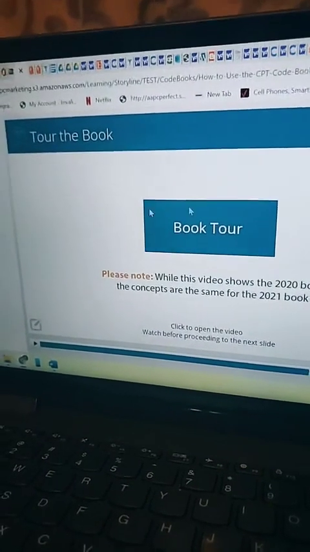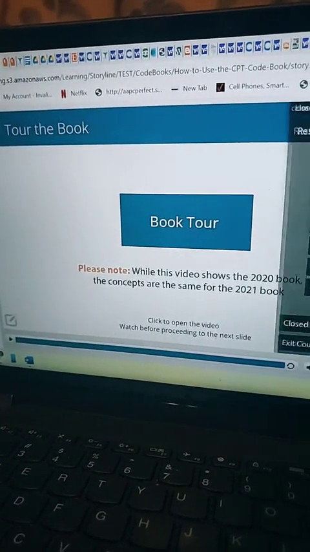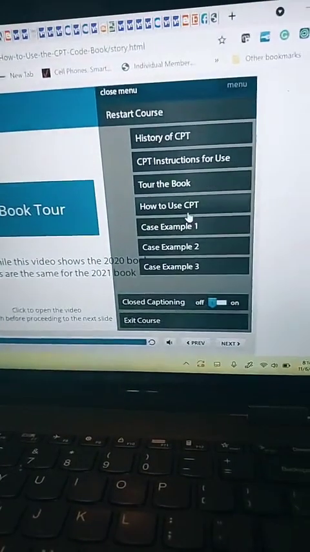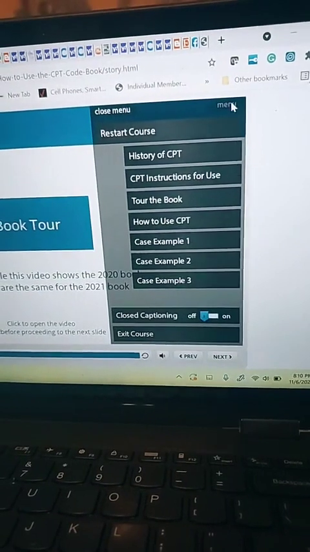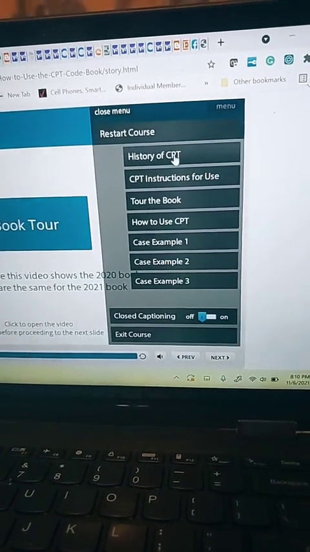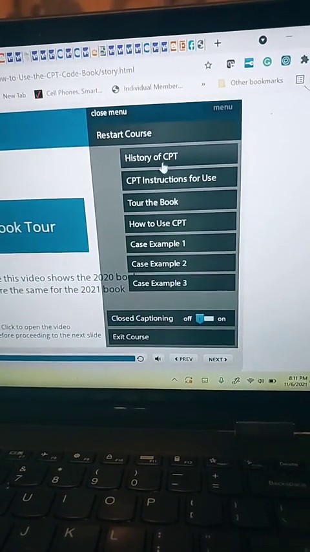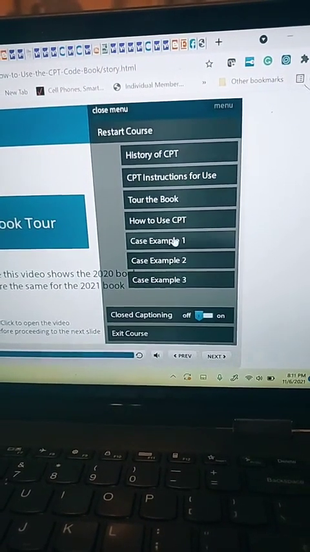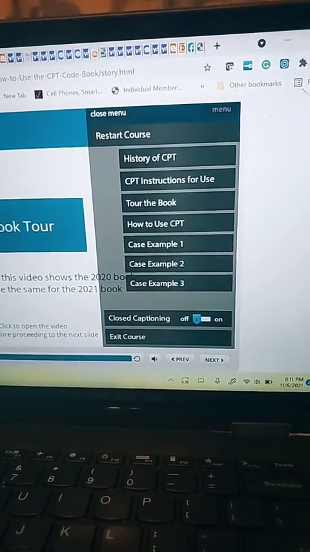Anyway, I decided not to do it. There, you can click this menu over here on the side and you can skip through. They do have the history of it and they do have some case examples.